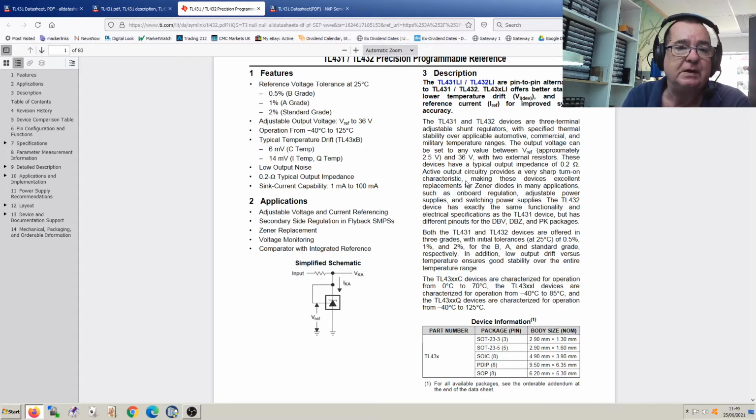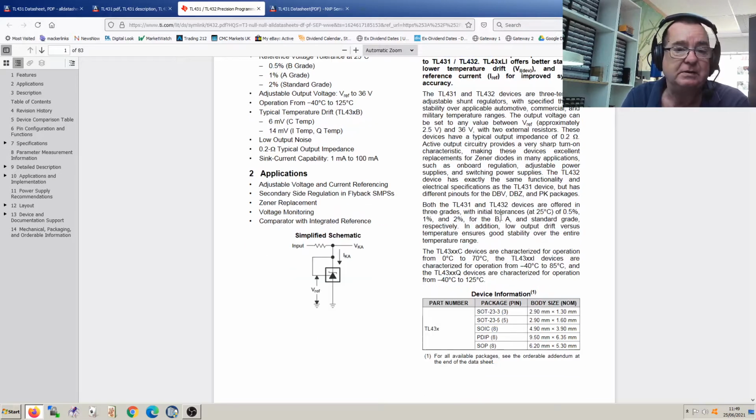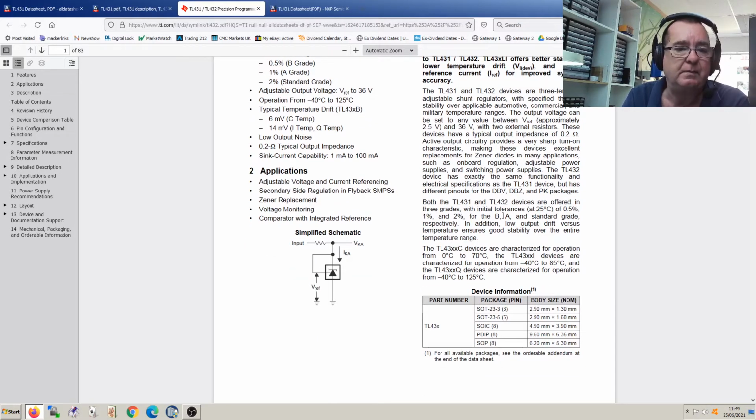And then it mentions here output impedance, with excellent replacements for Zener diodes. That's what it is. So that's why they get used so much. But the interesting thing here is telling us that if you just connect it like this, so ref is connected direct to voltage out, and this is voltage in, this is your resistor, voltage out will be 2.5 by default, or close.